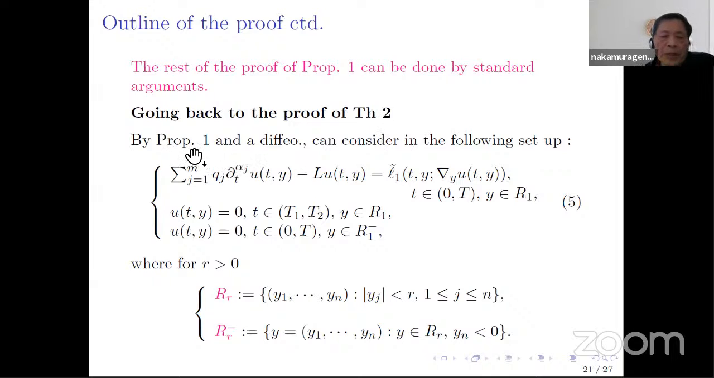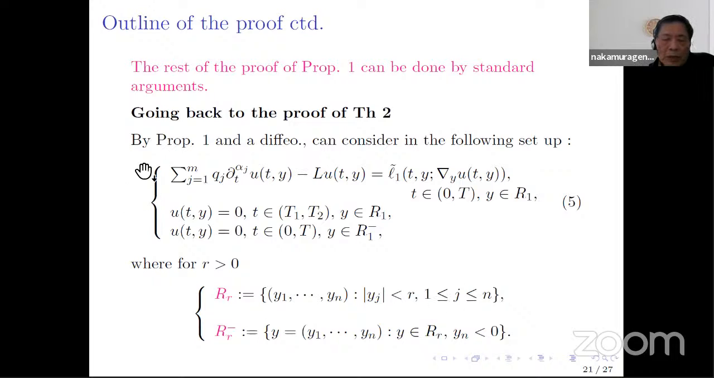Okay. Now having proposition 1, let's go back to the proof of theorem 2. By proposition 1 and some diffeomorphism, we can consider the following setup. So the equation can be given in this way, and also u is 0 for t and y in this interval, y in this set, where R1, R is defined in this way. And also u is 0 for t in this, and y is in R1 minus. R1 minus is this one.